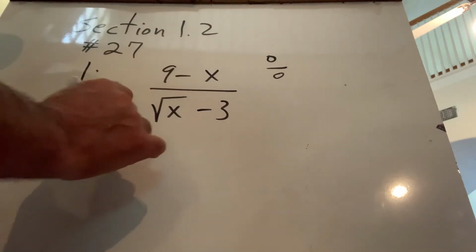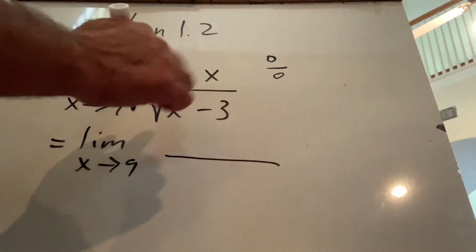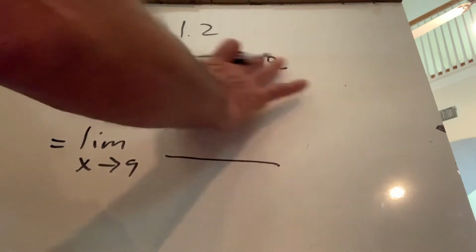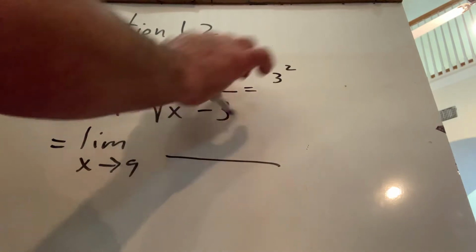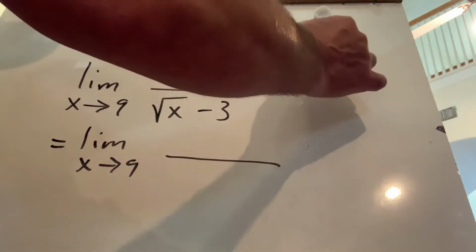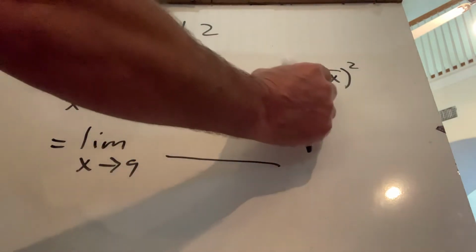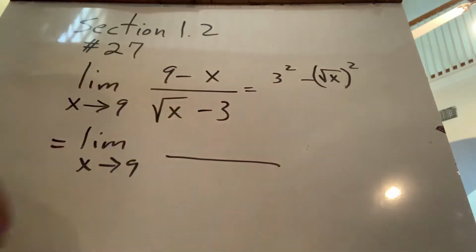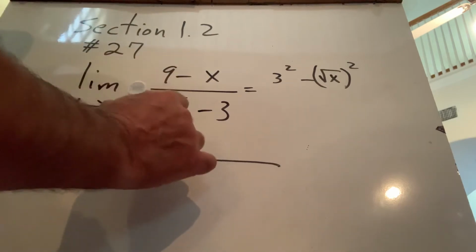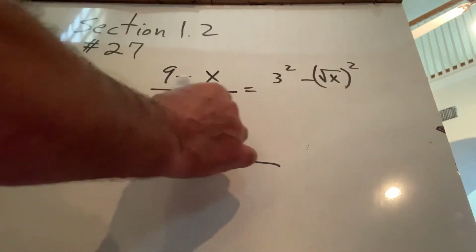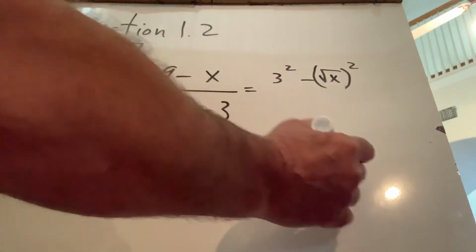So let me just rewrite that. We're going to look for the limit as x approaches 9. Now, we write 9 as 3 squared. And then x, even though it's not a perfect square, we can think of it as the square root of x, squared, because anytime you square the square root, it gives you the same thing back. So this is how you can turn this into a perfect square. Now that we have a perfect square, as you remember from algebra, that factors to 3 plus the square root of x, times 3 minus the square root of x. That comes from what we call the difference of two squares.